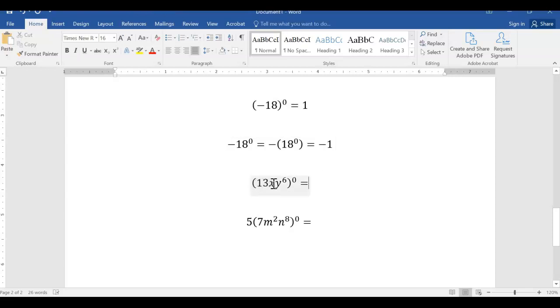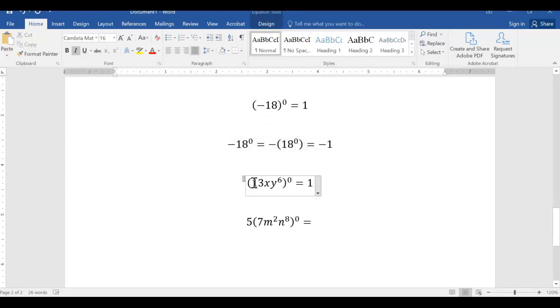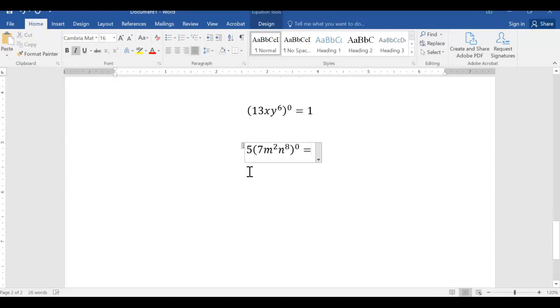All right, in the next problem, what we have is 13xy to the 6th, all raised to the 0th power. Well, it doesn't matter what our base is, whether it's 7 or something more complicated like 13xy to the 6th, whatever gets raised to the 0th power, as long as that thing inside there is not 0, is a 1.